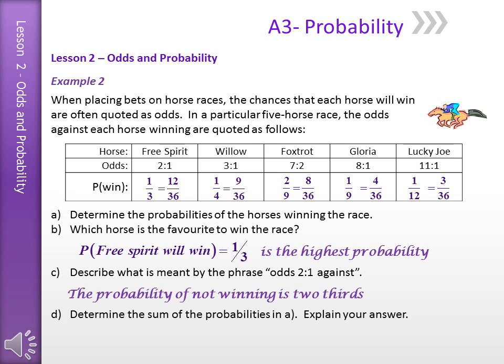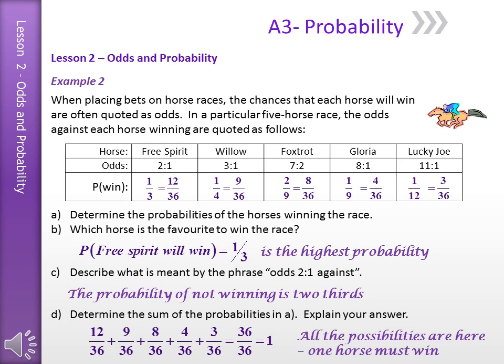Determine the sum of the probabilities in A and explain your answer. Well, we've got fractions that we're adding, and we do have common denominators, so this should be very simple. 12 over 36 plus 9 over 36 plus 8 over 36 plus 4 over 36 and 3 over 36 does give us 36 over 36, which equals 1. We've covered all the possibilities here, and we know that one horse must win.